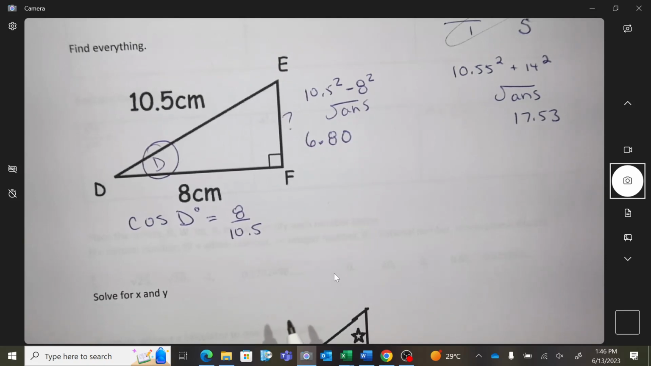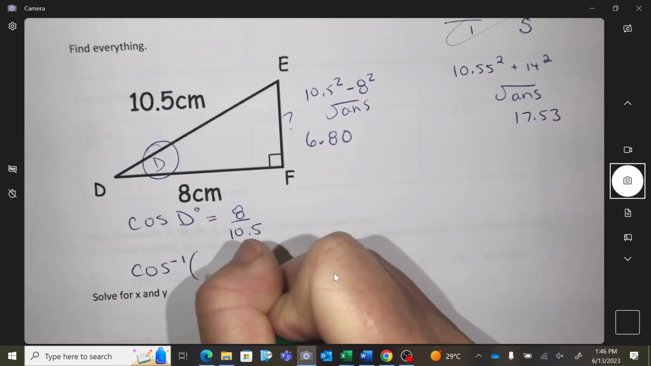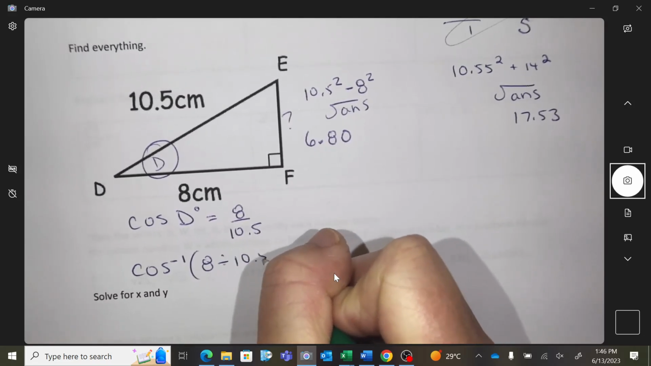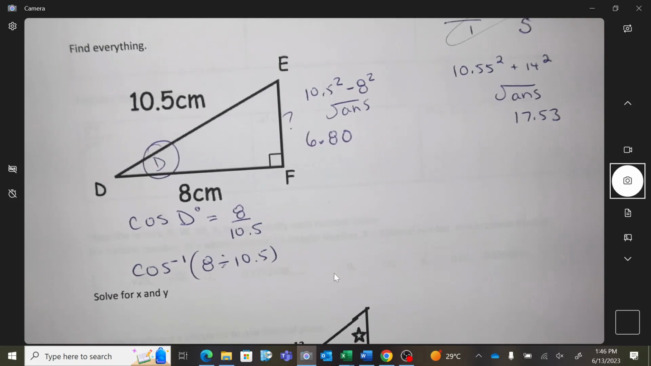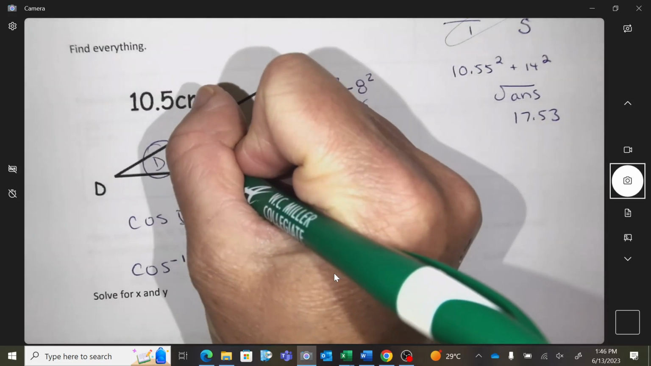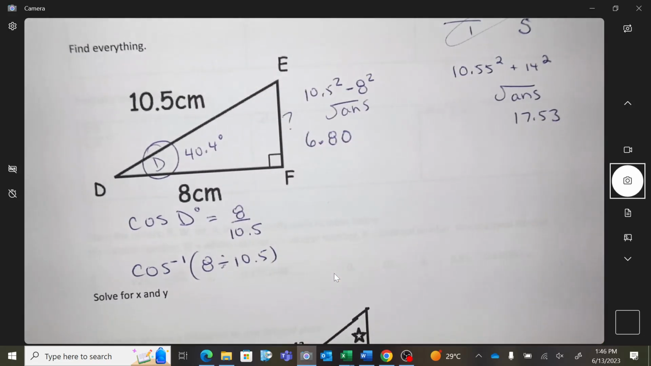Okay, so I could have written it a bit differently here, but what are you doing if you're finding an angle? Always. Angles mean to push what? Cos inverse. Cos inverse of the adjacent divided by the hypotenuse. So I got 40.4 out of that.